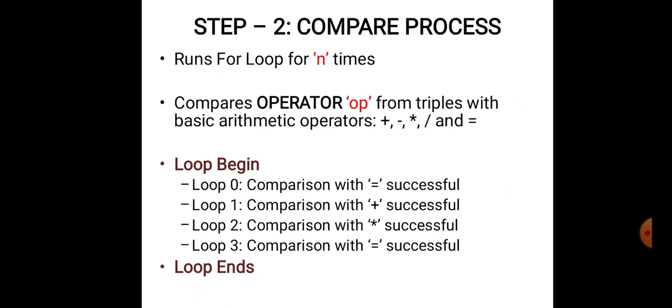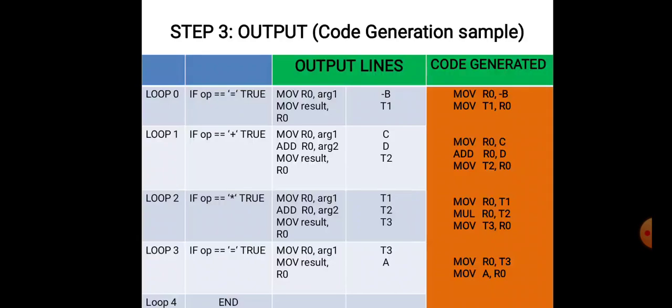So when equal to is successful, the corresponding target machine code is generated. I will show you that target machine code. So here you can see for loop 0, when the operator is the equal to assignment operator, then we have a corresponding target machine code, that is move argument 1 to register 0. Which is argument 1 in the first sub expression? Minus b. So the minus b value is moved to register 0.